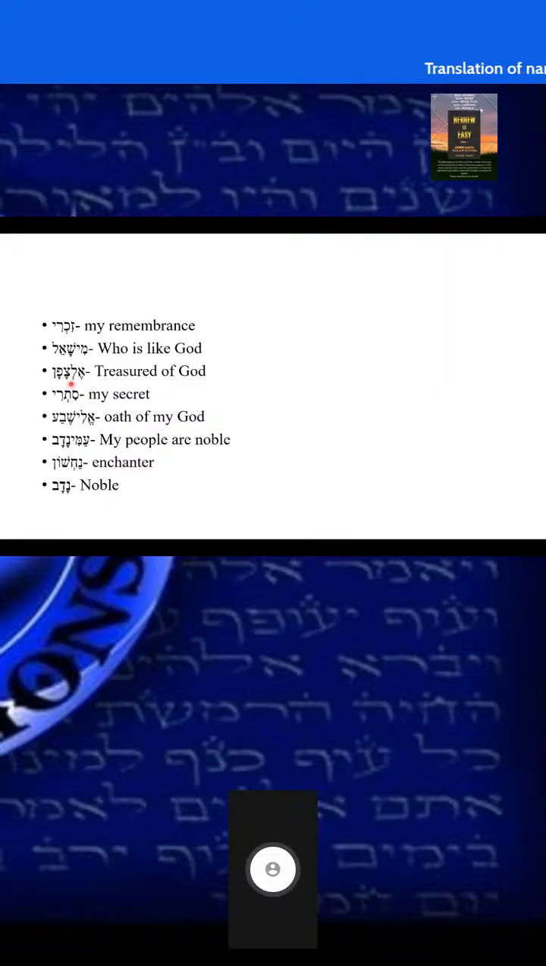El Safan, meaning treasured of God. Sitri, meaning my secret. Elisheba, meaning oath of my God. Aminadab, meaning my people are noble. Nakshon, meaning enchanter. Nadab, meaning noble.